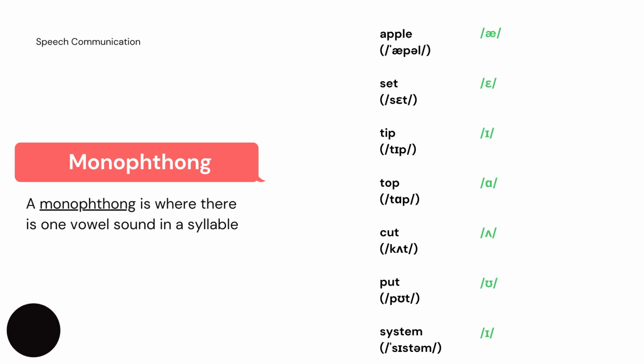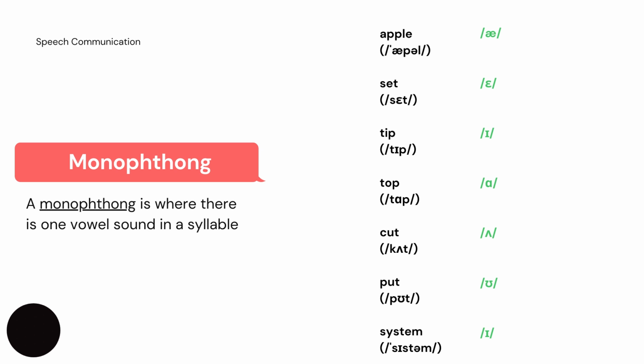Okay, so now we are moving into identifying the monophthong, diphthong, and the triphthong. Let's go first with monophthong. A monophthong is where there is one vowel sound in a syllable. So let's have these examples. The word apple, which is represented by these IPA symbols. In apple, we only have one sound here, the a, which is represented by this symbol. Next, we have the word set, e, set, represented by this symbol as well. We also have tip.